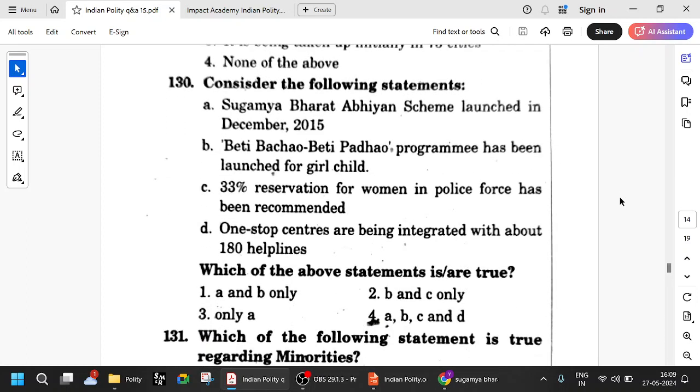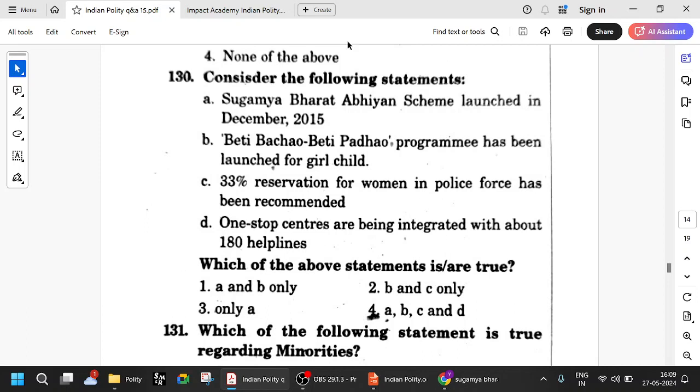So consider the following statements. All these are true. Sugamya Bharat Abhiyan launched in 2015. The Beti Bachao Beti Padhao program has been launched for the girl child. Yes, it was launched in Haryana, because Haryana has a very low sex ratio. 33% reservation to women in the police force has been recommended. Yes, one-stop centers are being integrated with about 180 helplines.